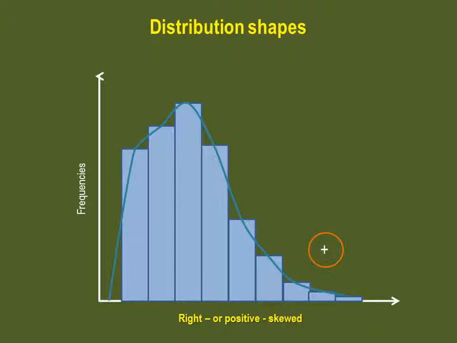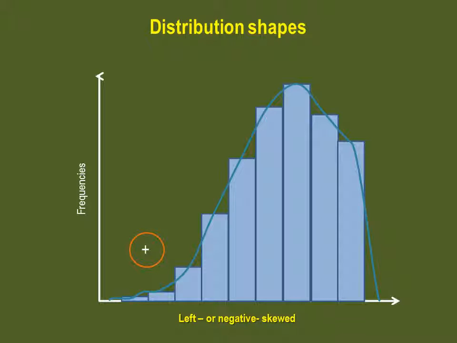The right-skewed distribution, or positively skewed distribution, has most frequencies clustered to the left-hand side of the graph and tapers away on the right. The left-skewed distribution is of course the opposite of the right-skewed distribution. We will discuss skewness later in the semester.